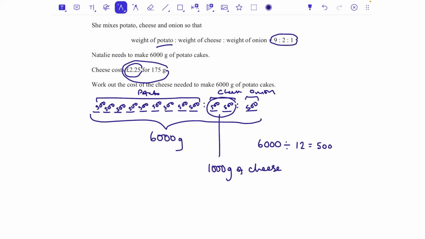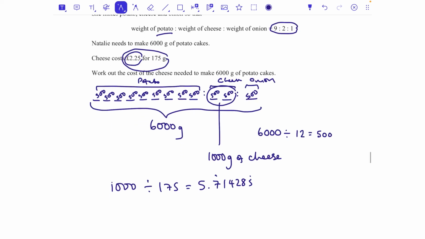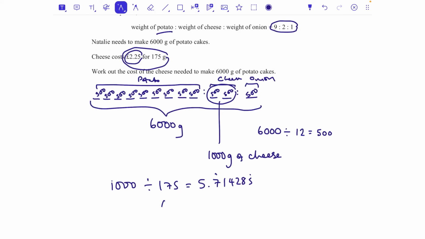So 1,000 divided by 175 is 5.71. So 5.714285, and that's recurring. If I was to buy 5 packets, it wouldn't quite be enough. So I'm going to need to buy 6 packets. So 6 packets are needed.